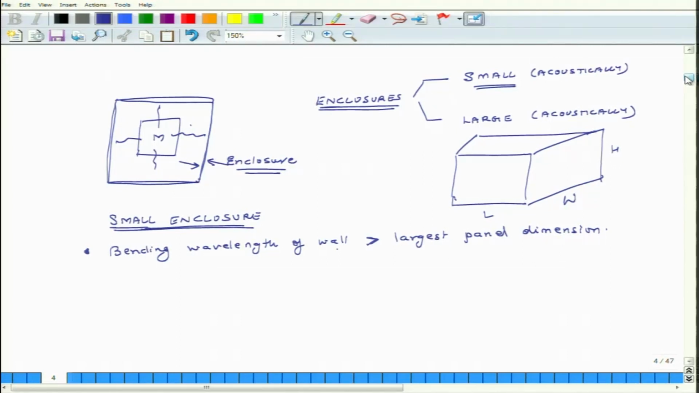And how do we figure out bending wavelength? We will discuss that. So, what is bending wavelength? Lambda b equals pi times C1 h divided by the square root of 3 times frequency, where C1 is the speed of longitudinal wave in the panel.